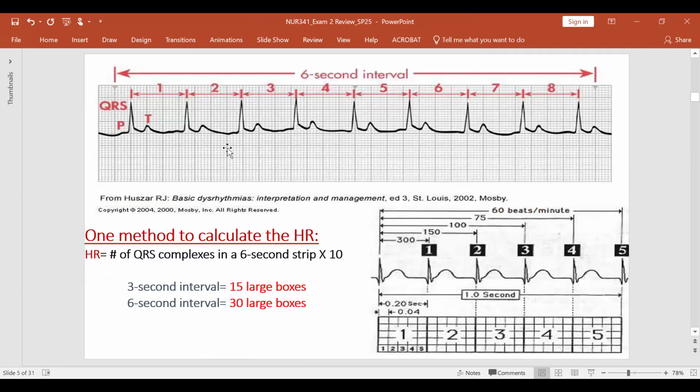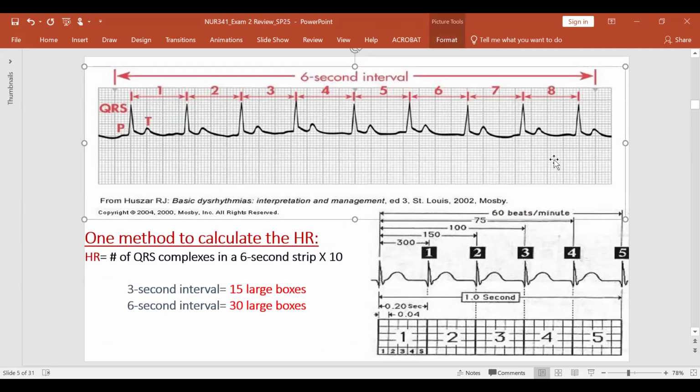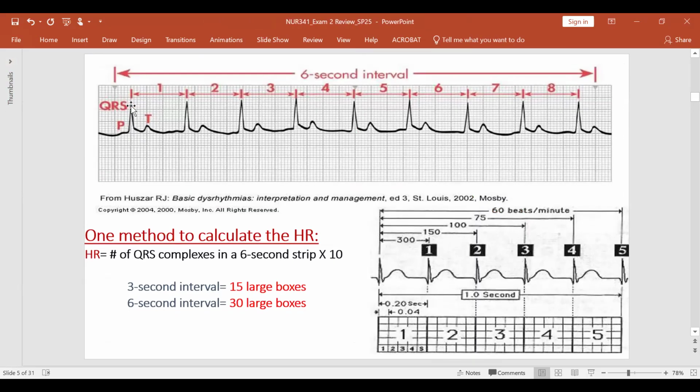So, for the heart rate to be calculated from the EKG, we have 2 methodologies. The first one is to count cycles. See how this book follows the cycles, the cardiac cycles, not the R waves.